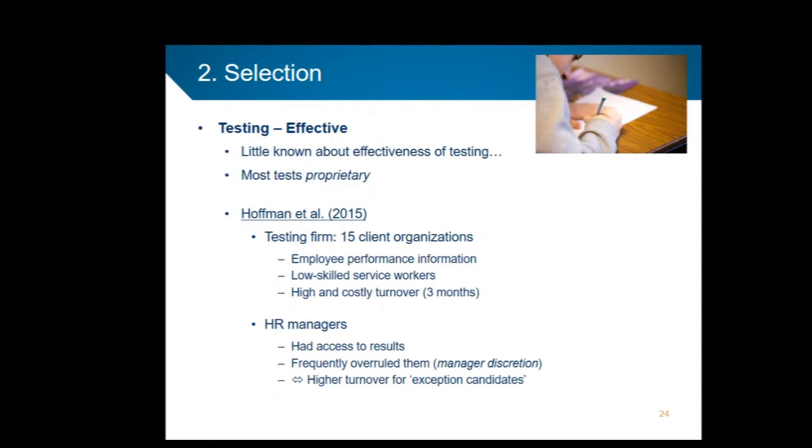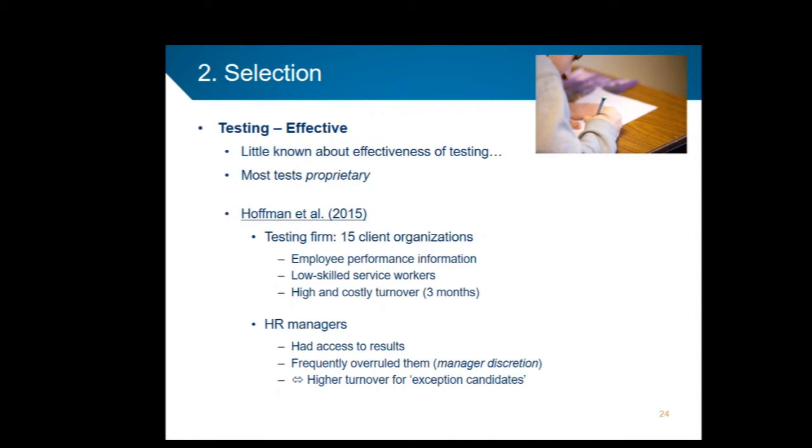Now, what did they observe? They found that the exception candidates, where HR managers had overruled the test results, had higher turnover. Can you imagine, even higher than the 3 months, a higher turnover than the candidates hired based on the test scores themselves. Now, what did these results show? It showed indeed that a test can have added value in hiring decisions over and above HR managers' gut feeling or personal judgment.